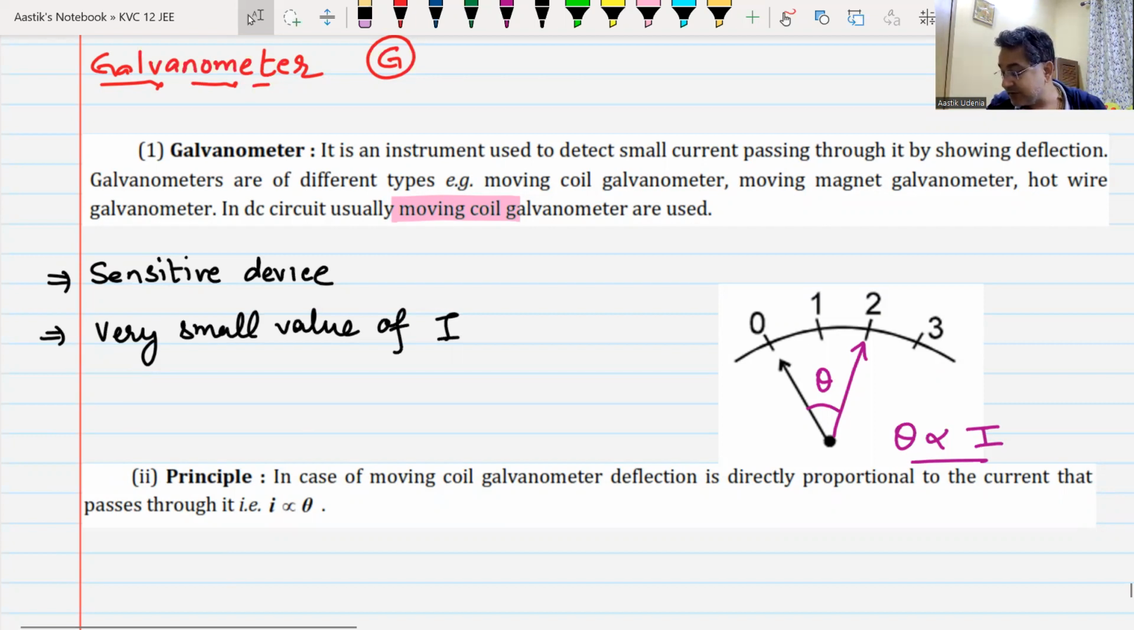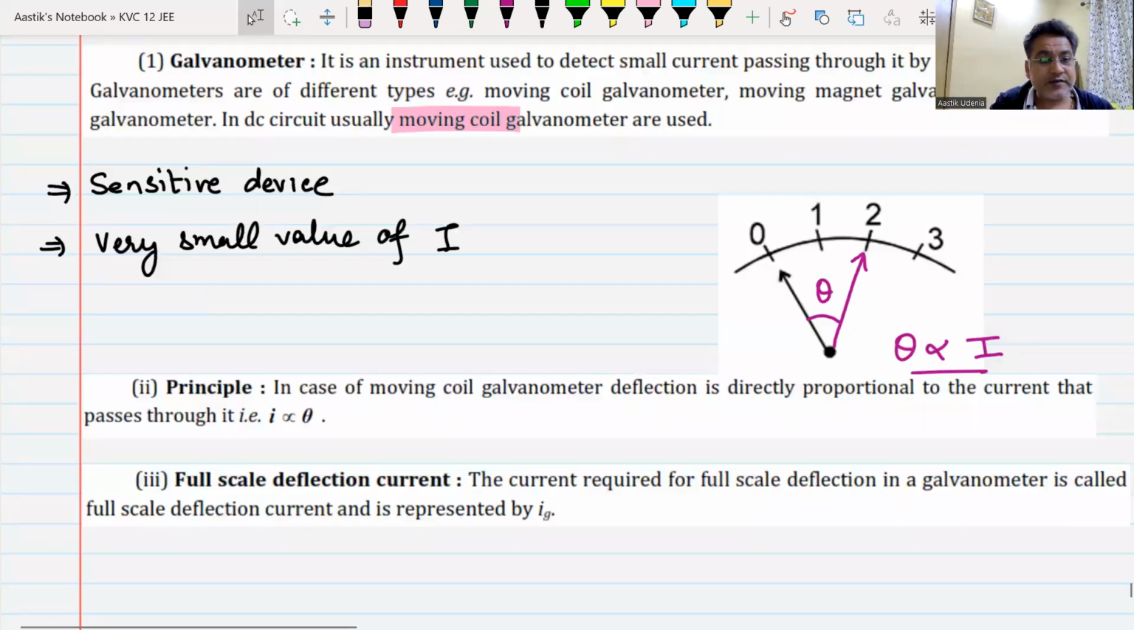Yes, sir, that is the working principle of a galvanometer. The working principle is different. We will see that working principle when time comes. Right now is not the time to understand its working principle.